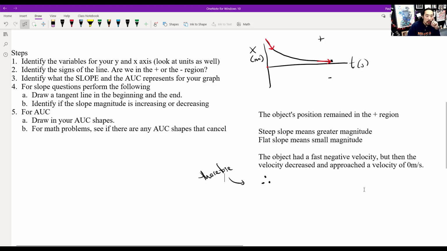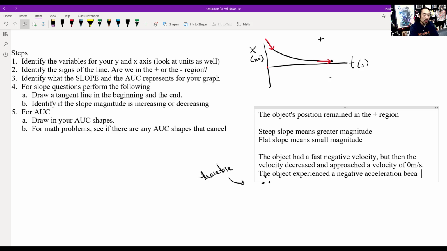All right, if the object slowed down, then there's a couple of things that we know. We can say therefore, the object experienced a, so let's think about this. The slope is pointing in the negative direction, so the velocity is negative, but the object slowed down. So we know that the object slows down when the acceleration and the velocity signs are different from each other. So the object experienced a negative acceleration.